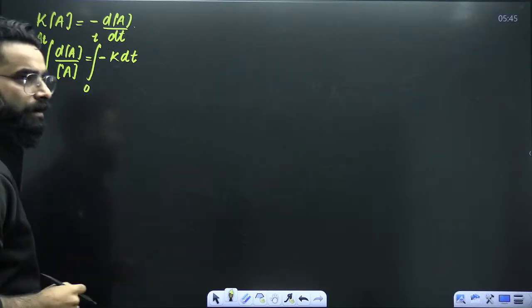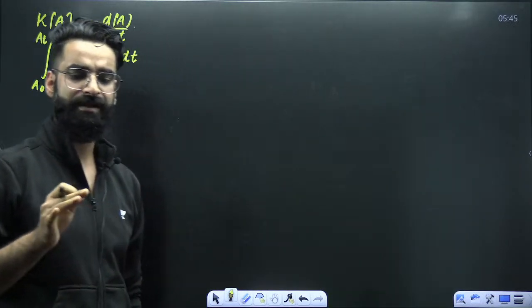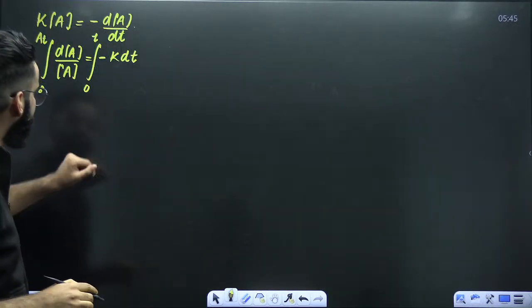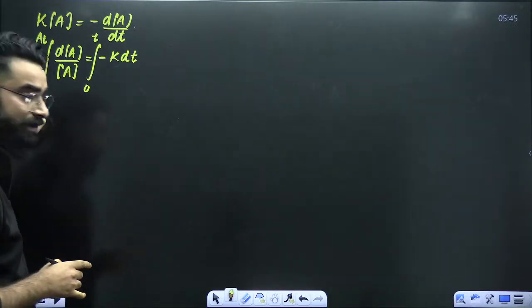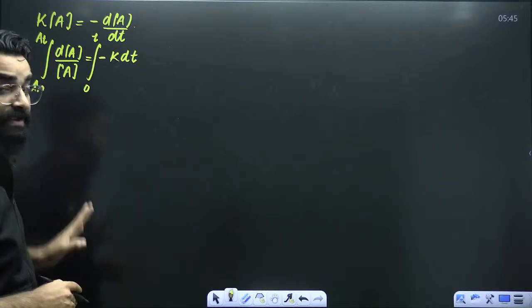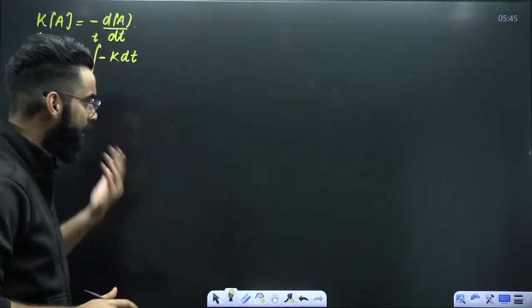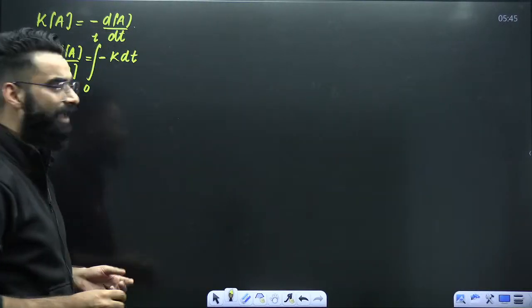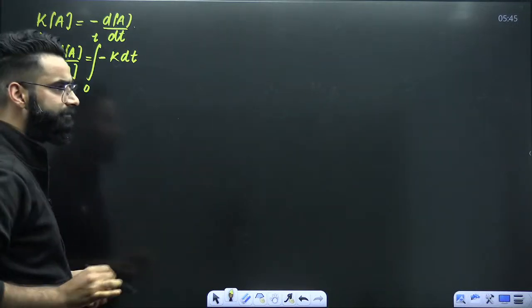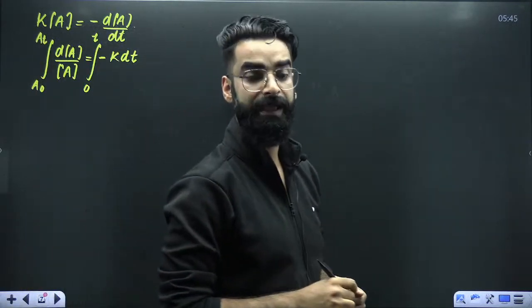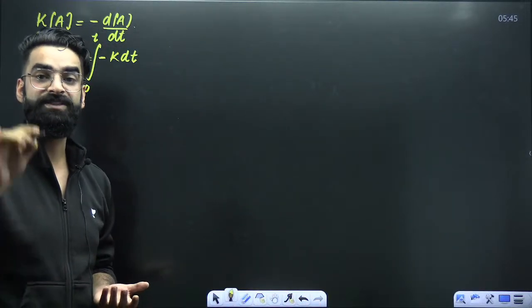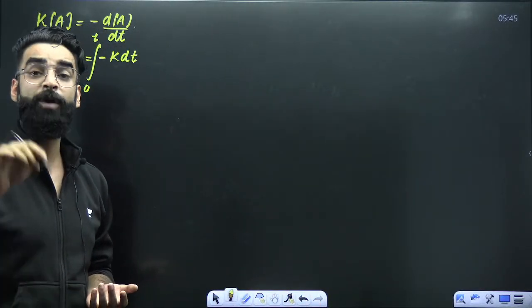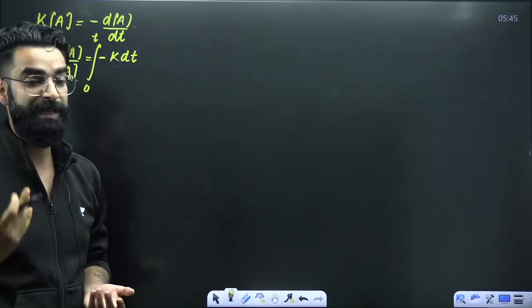Now, if you want to check whether the limits you have given are correct or not, look at this. At time t equal to 0, the concentration of reactant was A0. At time t, the concentration of reactant was At. Perfect. Now, you must know the integral of dA divided by A. Integral of dx by x is ln of x. Integral of dy divided by y is ln of y.